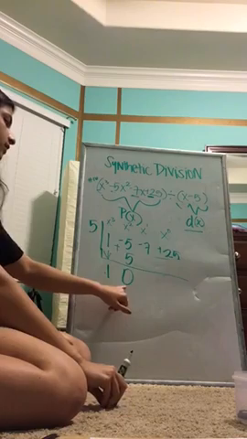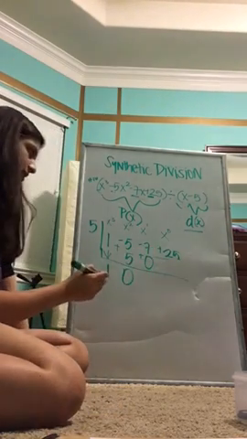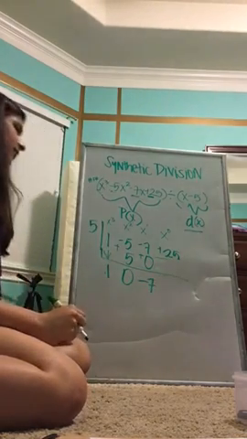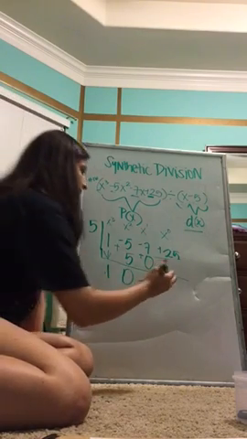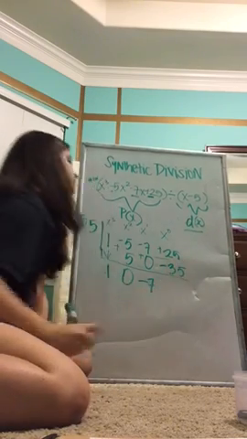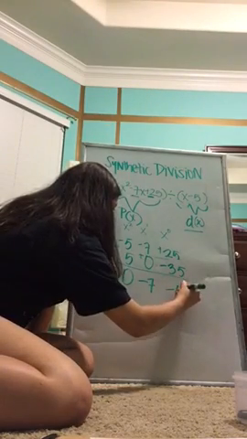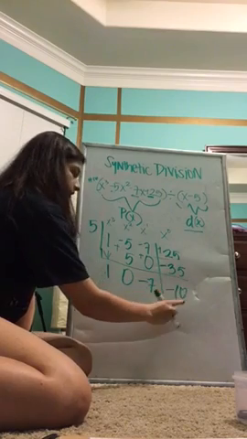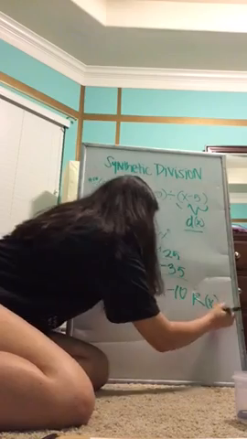5 times 0 is 0, so we're going to put 0 over here. Negative 7 plus 0 is still negative 7. And then you have 5 times negative 7, which is negative 35. 25 minus 35 is negative 10. You're going to split off the last value, and this is your remainder, or r of x.